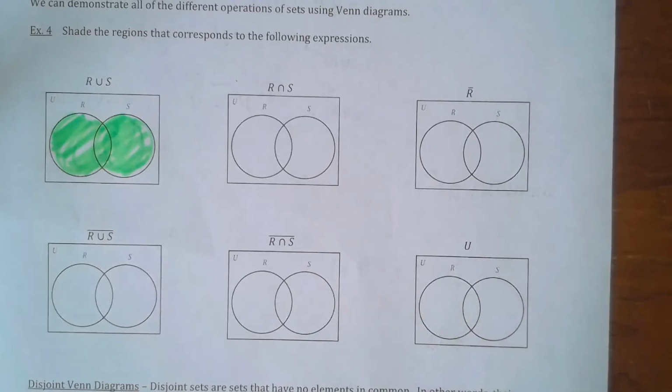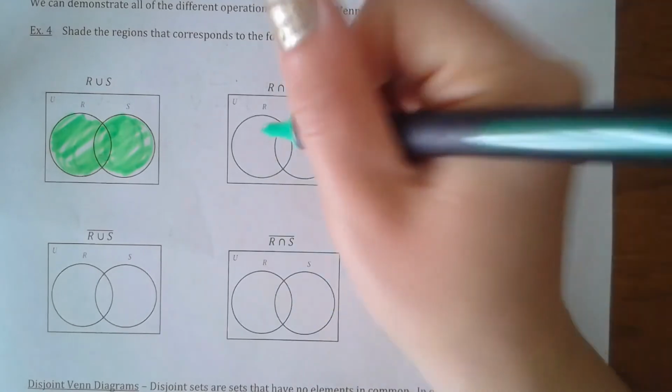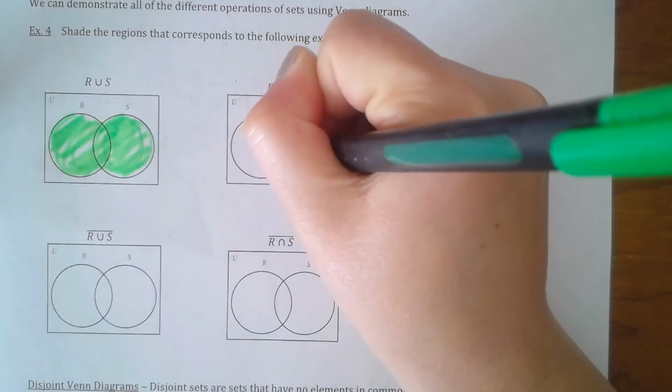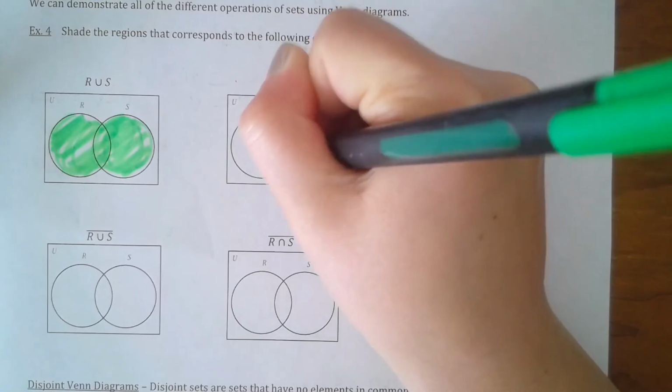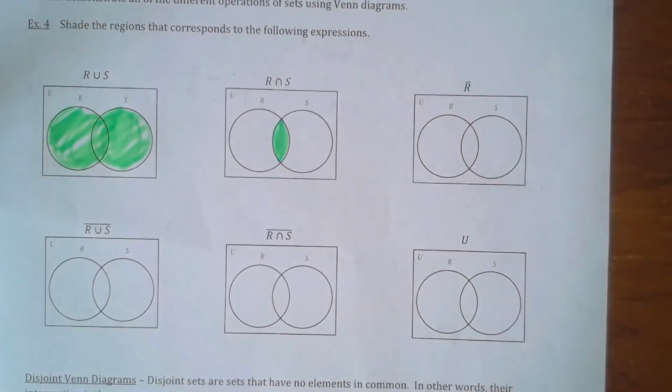If I was looking at the intersection, that's anything that they have in common, which is this intersecting part in the middle where they both cross over.